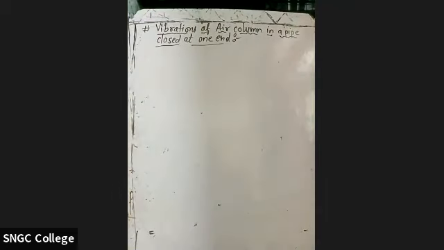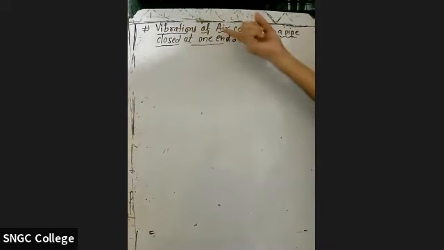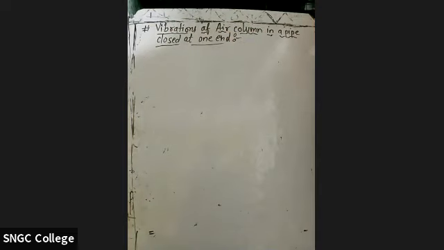Okay, so today we are going to start a new topic, that is vibration of air column in a pipe which is closed at one end. Okay, so what does that mean? That means first you have to take one pipe which is closed at one end, and open at the other end.